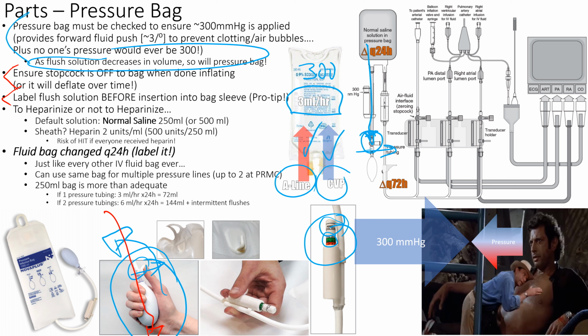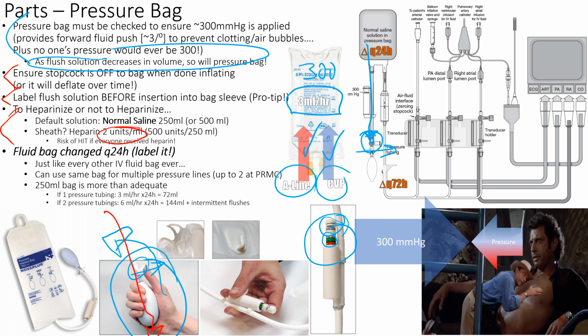You're going to label the solution before you inflate, right? We're going to make sure we are using normal saline, but sometimes you might need to use heparin. When do you need to use heparin? When you have a sheath in place. And how much heparin? Enough is the right answer, but not too much, because too much is the regular intravenous form of heparin. If we're giving like an IV heparin drip, that's too much, right? So we're going to make sure we're at 2 units per cc.